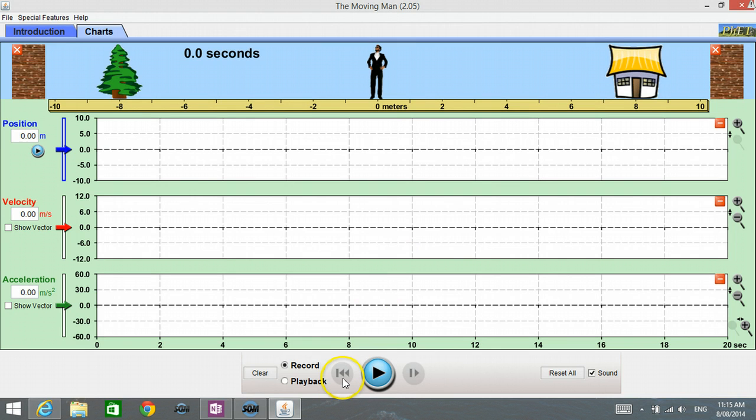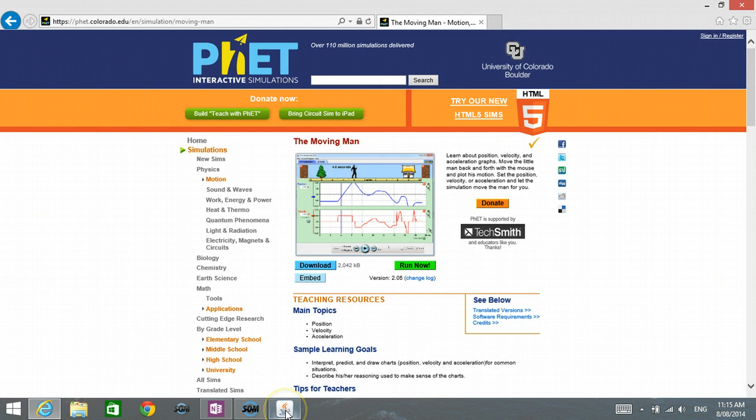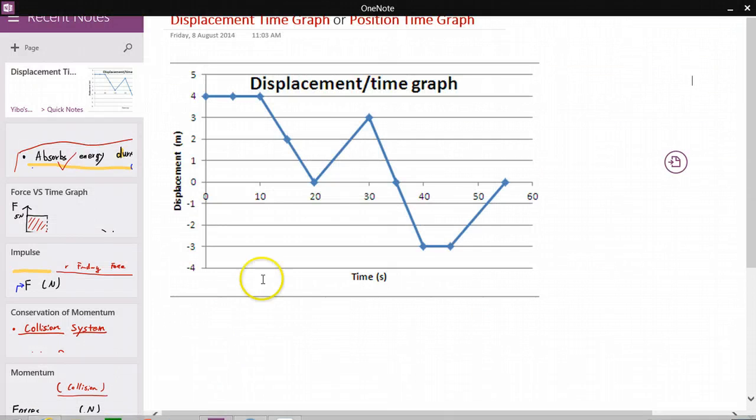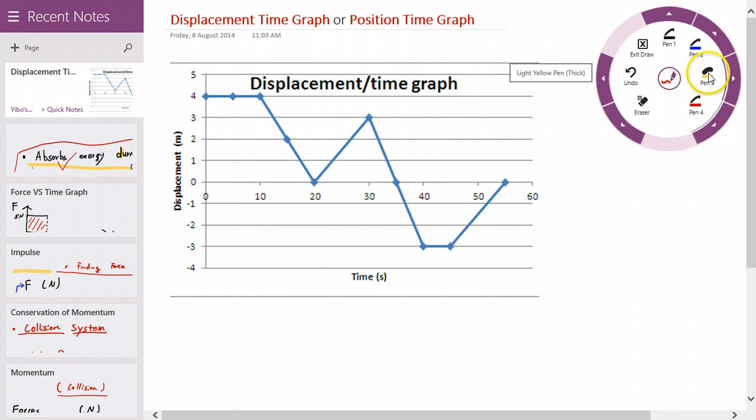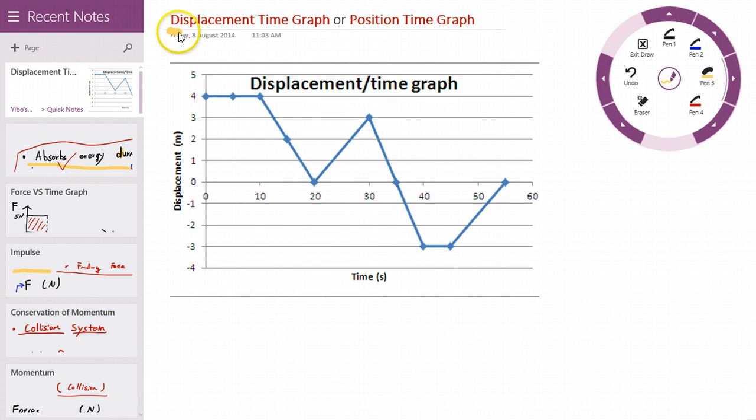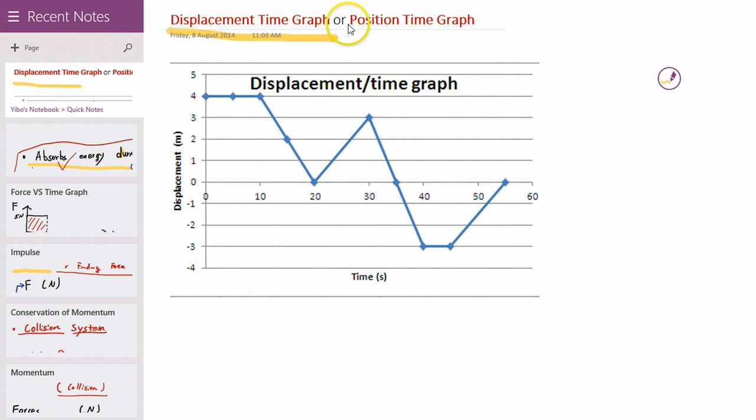Okay. Now we are going to study graphs. What we are going to study is the displacement time graph. Sometimes they are called position time graph. Now here is an example of a displacement time graph.